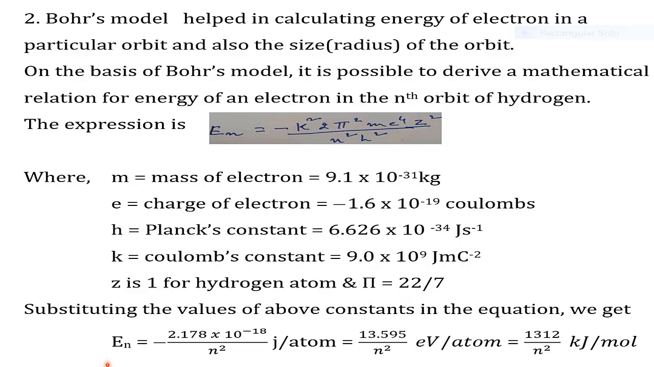Substituting all these values, we get the energy of an electron in the nth level as −2.178 × 10⁻¹⁸ / n² joule per atom, or it is equal to 13.595 / n² electron volt per atom, or it is equal to 1312 / n² kilojoule per mole.